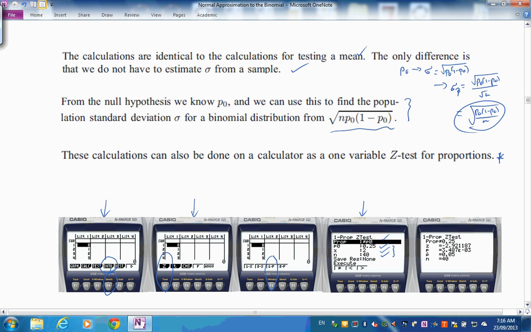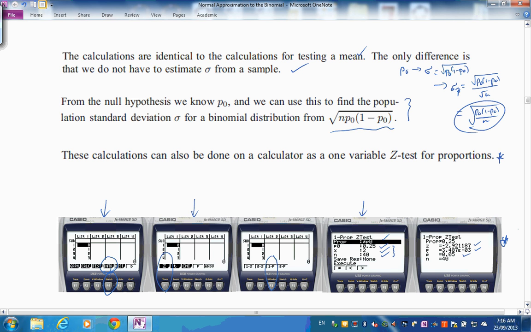Okay, then if you hit execute, we have this window. You get a Z score from the hypothesis test, a probability, and they've calculated the p hat for you. Okay, 2/40 has been done there. So just note, you don't actually enter a p hat here.